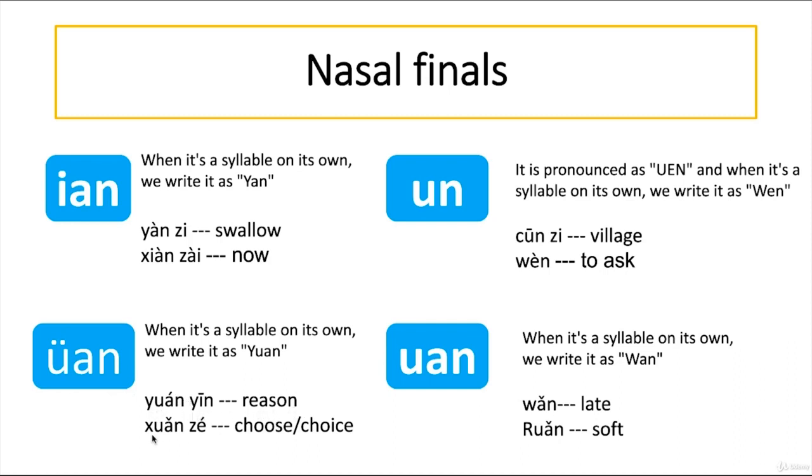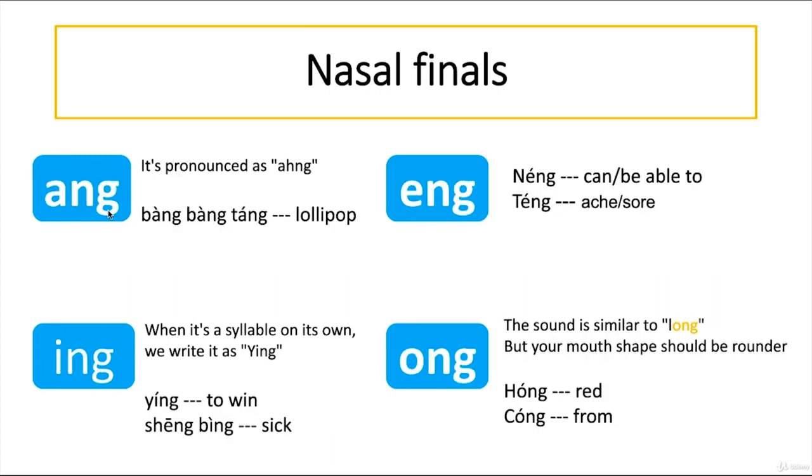The next one, wan. Read it after me. Wan, wan, wan. Remember, the first sound is oo, like food, but your lips should be rounder. Wan, wan. So when it's on its own, we write it as wan. For example, 晚 means late. 软 means soft.